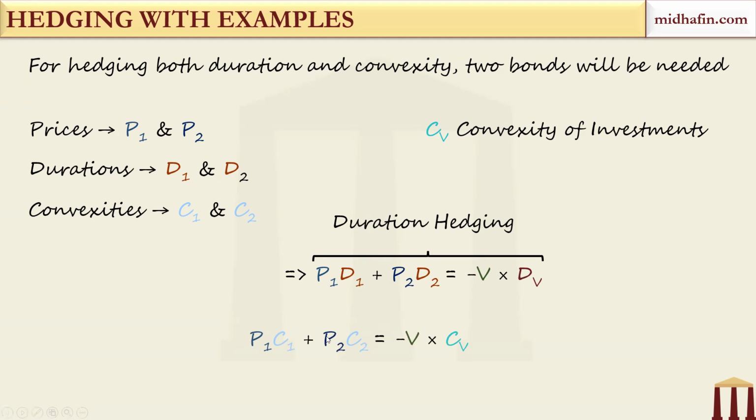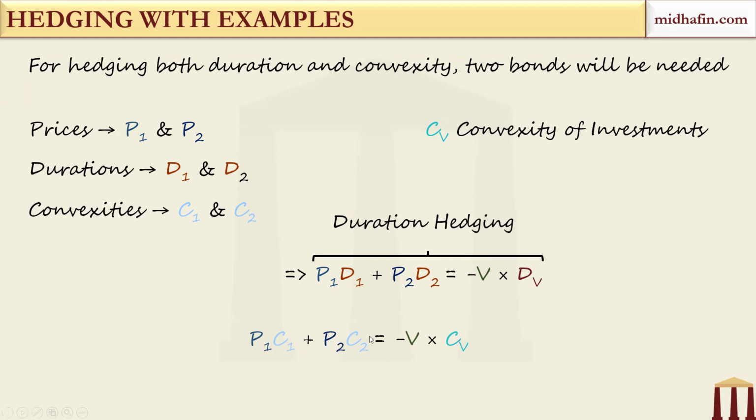Next, you will account for convexity. It will be P1 C1 plus P2 C2 equals minus of V times CV. Okay, this is your portfolio duration, this is your portfolio convexity, and these are the duration and convexity due to the hedging instruments. Now they should equate in opposite sense so that they cancel out one another. Okay, we need to cancel them out.